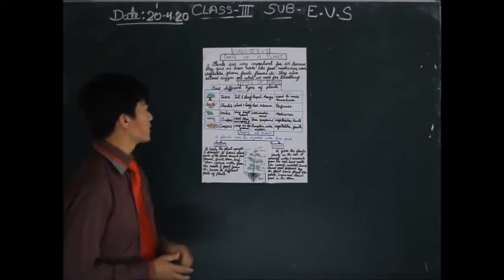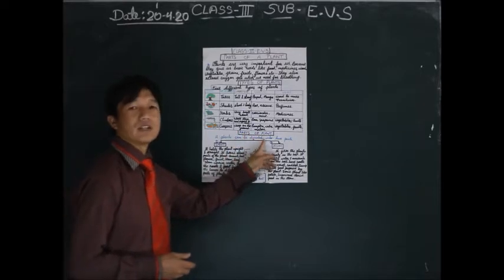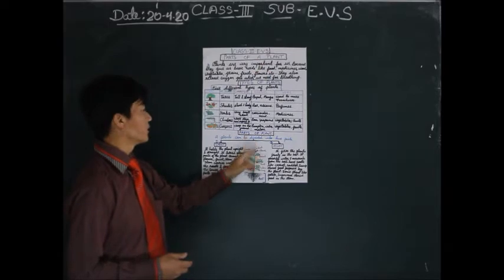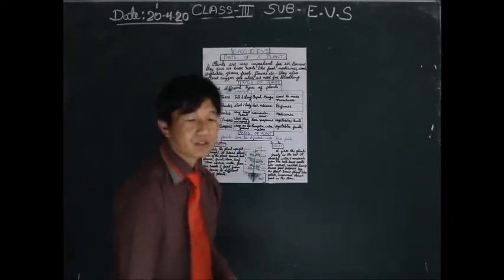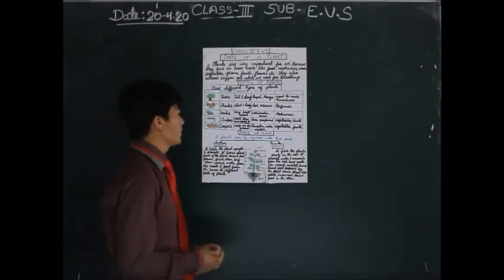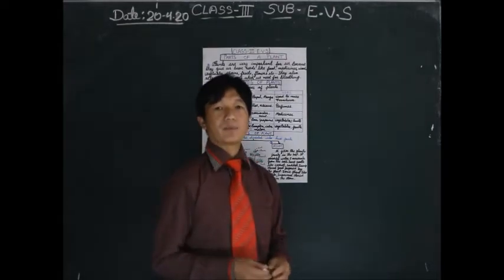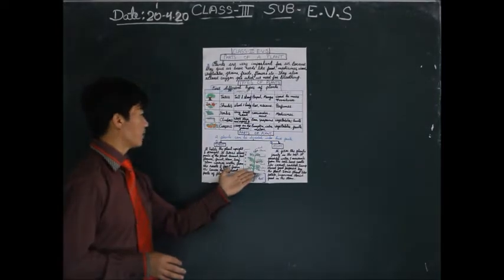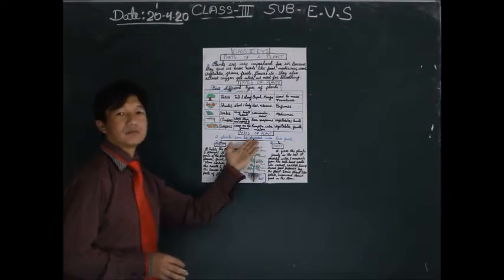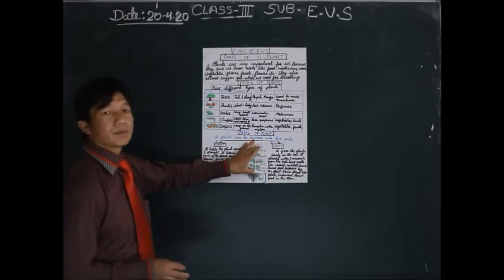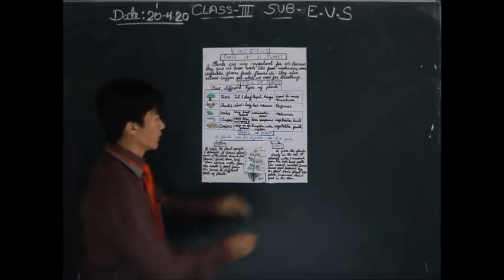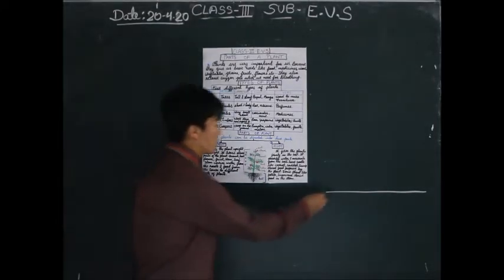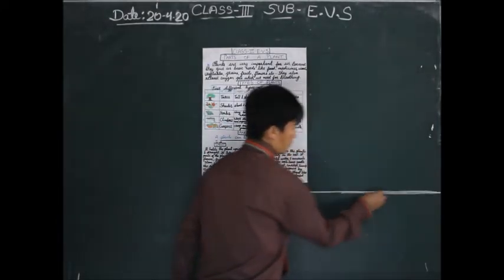After that, now let's go to the parts of a plant. Plants can be divided into 2 parts. They are the parts above the ground. Suppose this is the ground. I have drawn it here, but I am drawing here also. So this is the ground.